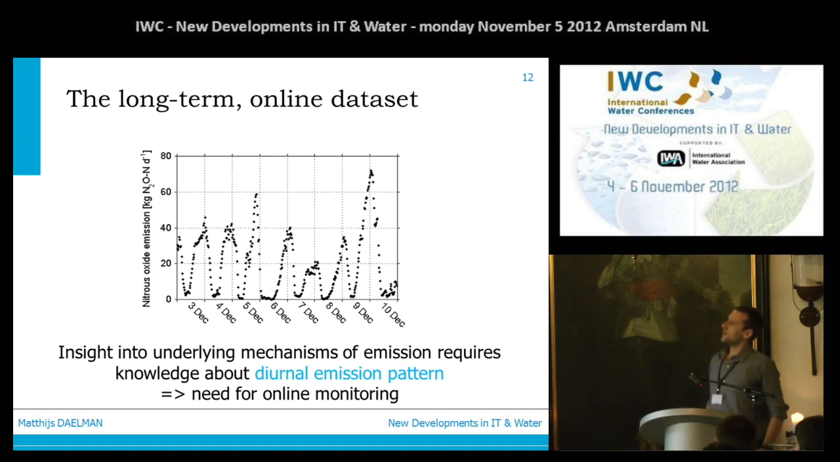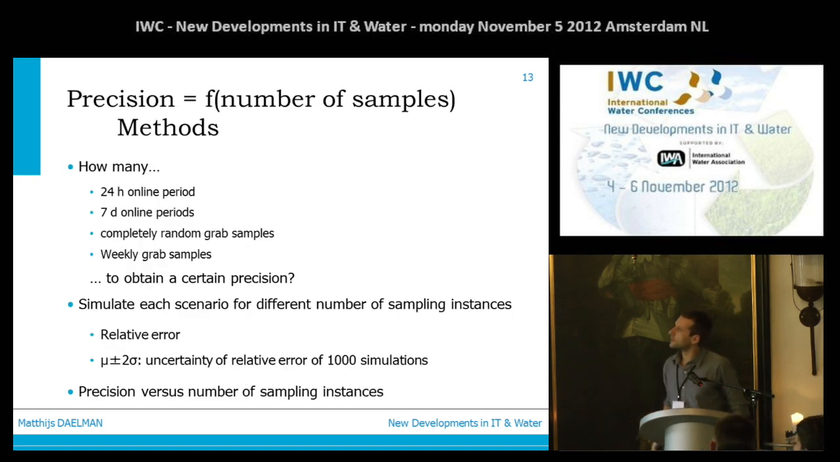So then you have to ask yourself, how often do I have to go to a plant and sample for 24 hours online? And that's something we did in the next part of our study. We tried to express how many periods of 24 hours online sampling, 7-day online sampling you need to obtain a certain precision, or the amount of completely random grab samples, or how long does a weekly grab sampling campaign have to be to get a certain level of precision.